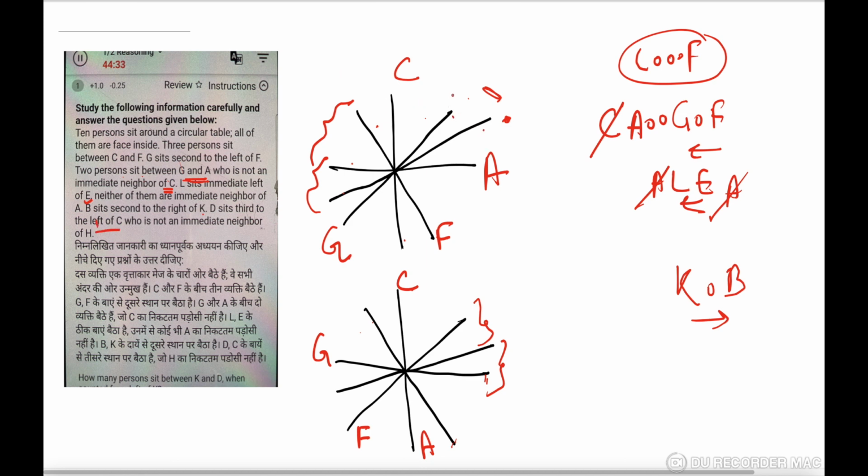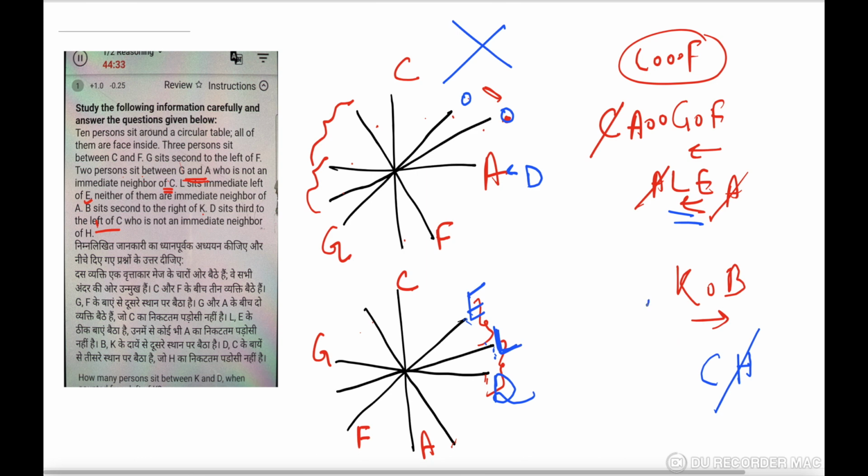So 1 2, so if you look at this condition, leaving 2 spaces, D should come here, but already A is present here, so this condition is wrong. Okay, so D sits third to the left of C, so 1 2 3, so D comes over here. C is not an immediate neighbor of H. Fine, so now we can place this LE together. We have 2 places for LE, and L sits immediate left of E. So let's place E here, so L will come here.